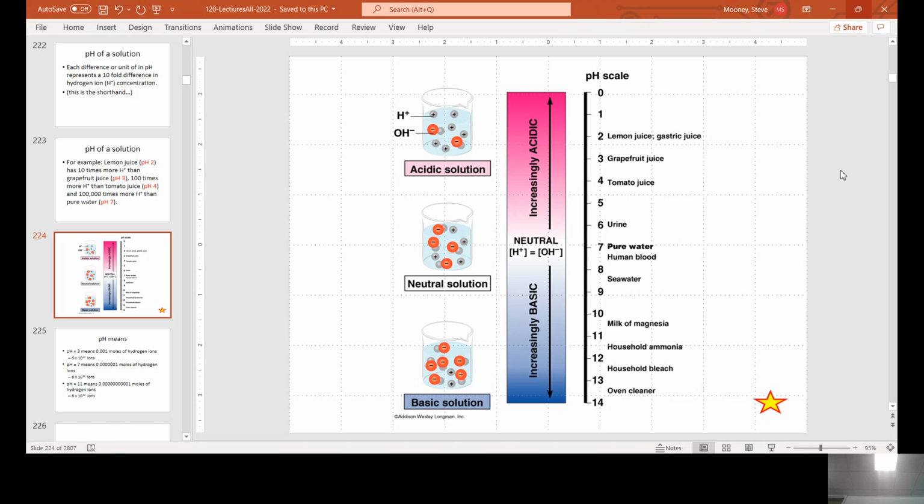So lemon juice, gastric juice, stomach, we think about pH 2. Tomato juice 4. Urine for us is probably about 6. For cows on pasture, it's usually about 8. When we're playing with DCAD, we try to bring that down to somewhere in the 6s to put an acid load on the cow. Blood is usually a little bit higher than pH 7 neutral, 7.4. Seawater, a little bit more basic. And then we work into the things that we're using to clean around the house. Ammonia, bleach, oven cleaner are the more basic 12, 13, and 14.